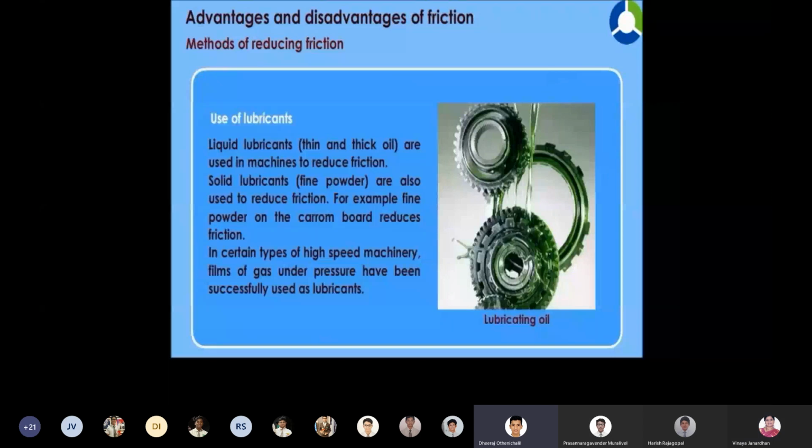Advantages and disadvantages of friction. Methods of reducing friction. Use of lubricants. Liquid lubricants, thin and thick oil, are used in machines to reduce friction. Okay, one second, Dheeraj. Liquid lubricants, you very well know.